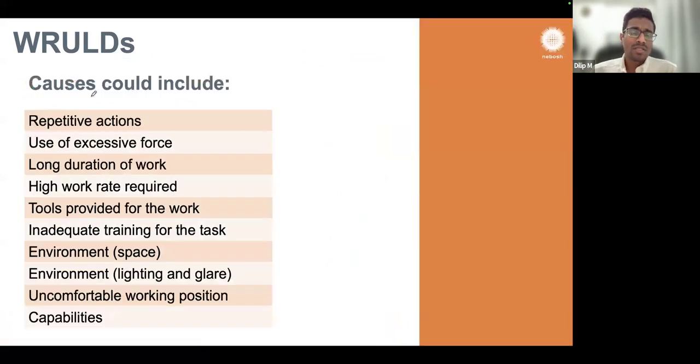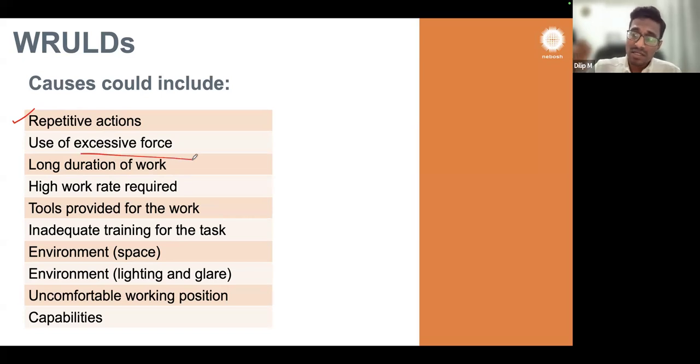So what are the causes that could include WRULD? If you're doing a task where the actions are repetitive, like I said, every 1 minute, if I have to bend forward, pick a component, and then load it into a cardboard box, this is an example of a repetitive action.